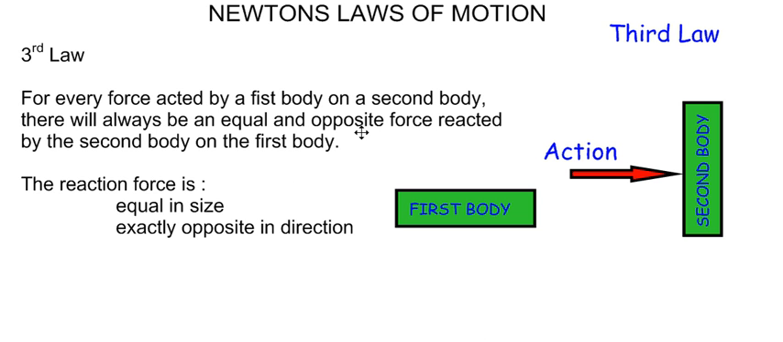Newton's law therefore states that there will be an equal and oppositely directed force reacted by the second body on the first. So there will be a reaction force which is equal in size, there we go, and opposite in direction, acting on the first body. So a free body force diagram of the first body would look like this. So while the action force influences the second body, the reaction force influences the motion of the first body. This is an example of Newton's third law.